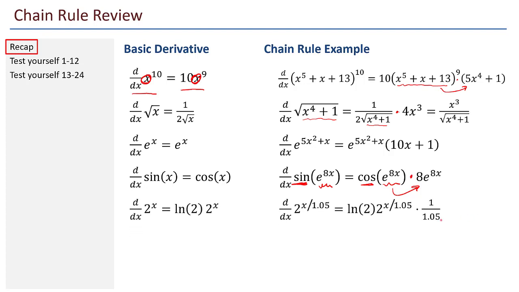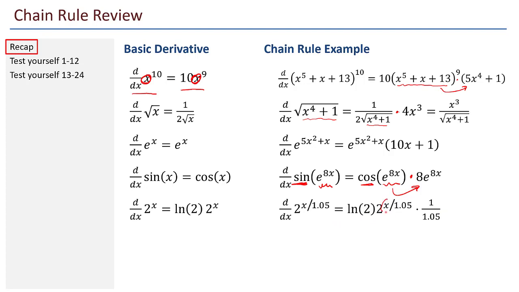Recently, we learned about the derivatives of general exponential functions. So the derivative of 2 to the x, for example, is the natural log of 2 times 2 to the x. How does this work with the chain rule? Well, the derivative of 2 to the something more complicated is the natural log of 2 times 2 to that same thing, but then I need to take the derivative of that more complicated thing.